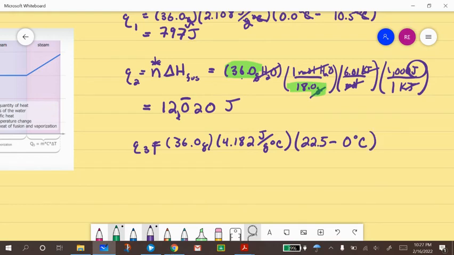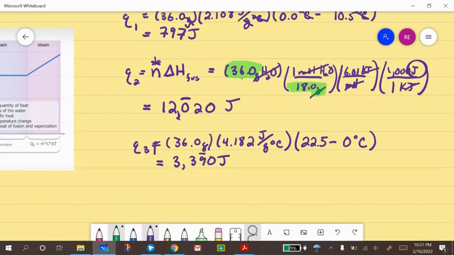All right, let's see here. So when we plug that into our calculator, I ended up getting 3,390 joules. All right. And again, three significant digits here.